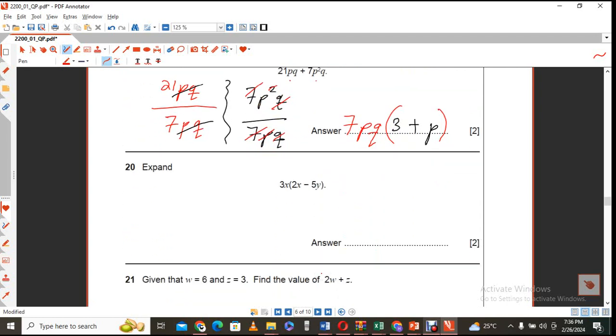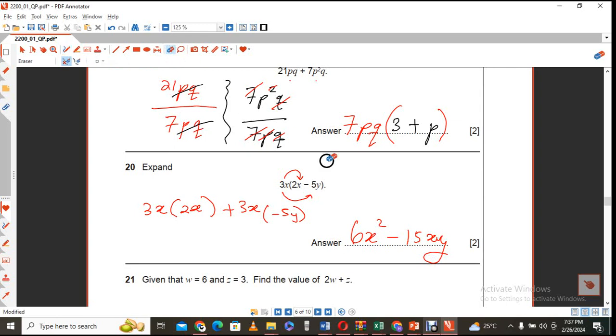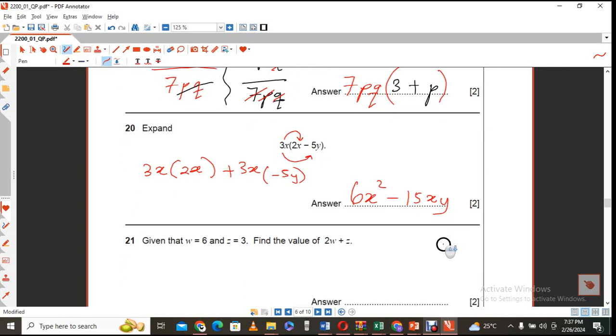Expand means you must now remove the brackets. So you're going to say 3x, you're going to multiply by 2x, and then you take that 3x again, and you're going to multiply by negative 5y. So that's 6x squared, and a positive times a negative makes a negative. 3 times 5 is 15xy. Let's just make that y nicely there. Alright, so that is our final answer there.